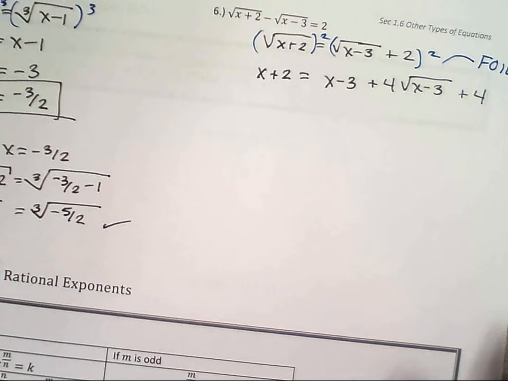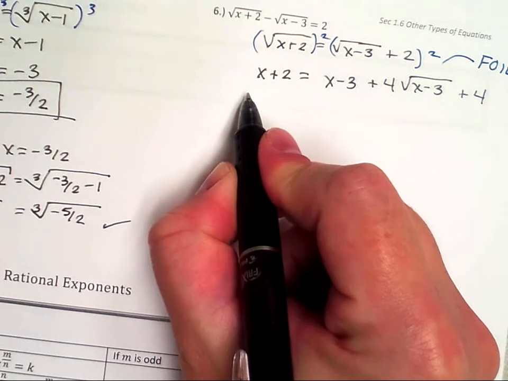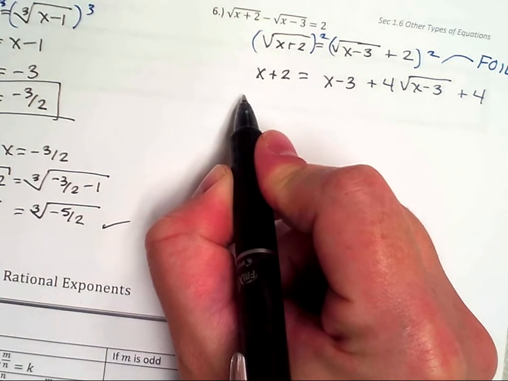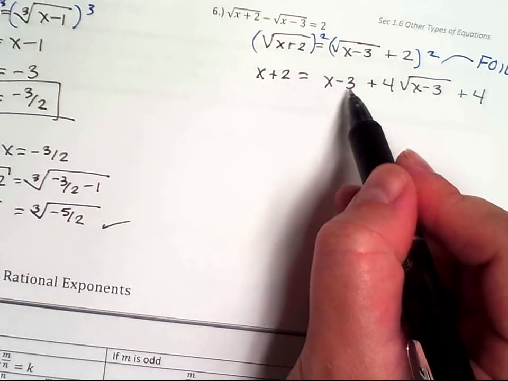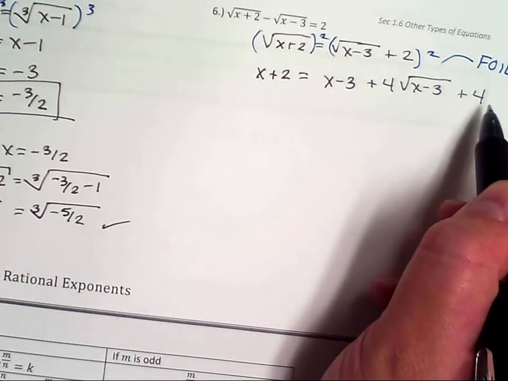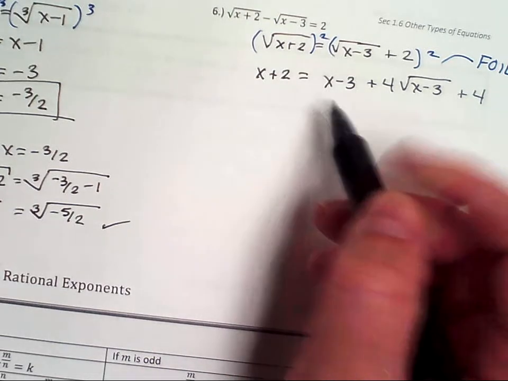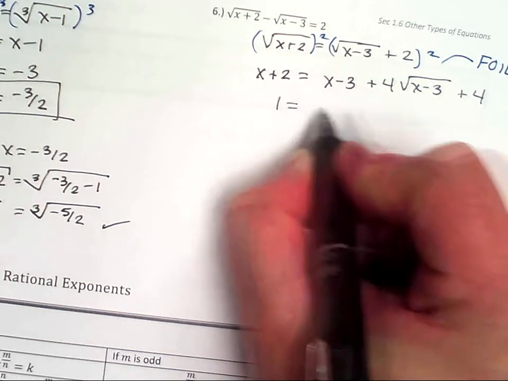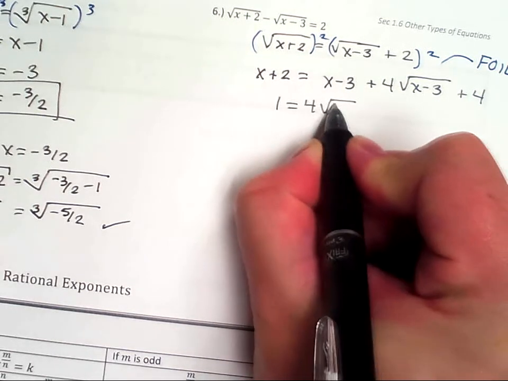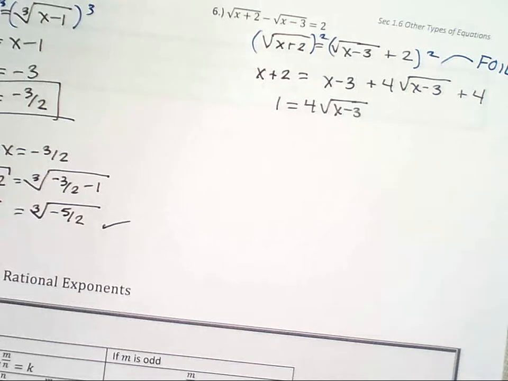Okay, so let's see what we can do. I'm going to subtract x from both sides, and I have 0x. Then I have negative 3 plus 4 is 1, so I'm going to subtract 1 from both sides. So I get 1 equals 4 times the square root of x minus 3.